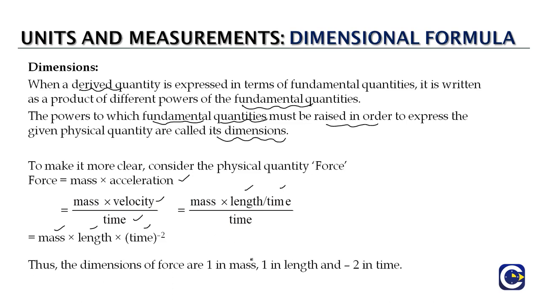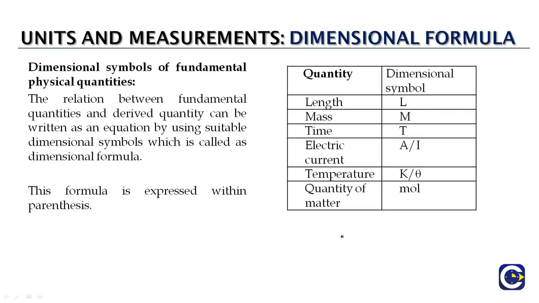Now the dimensions of force are 1 in terms of mass, 1 in terms of length, and minus 2 in terms of time. So this will tell how a particular derived quantity is dependent upon the fundamental physical quantities. This is in short what the dimensions of a derived quantity are. Now this can also be expressed as a formula by using something called dimensional symbols.